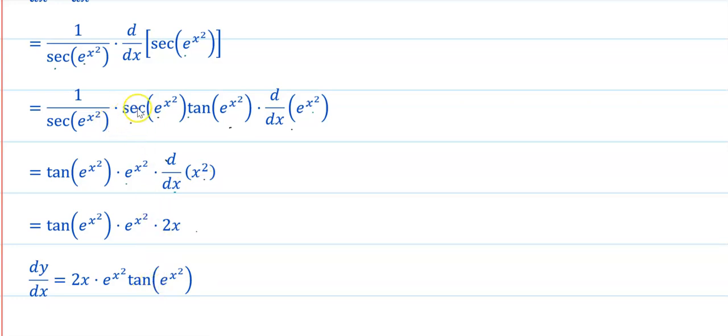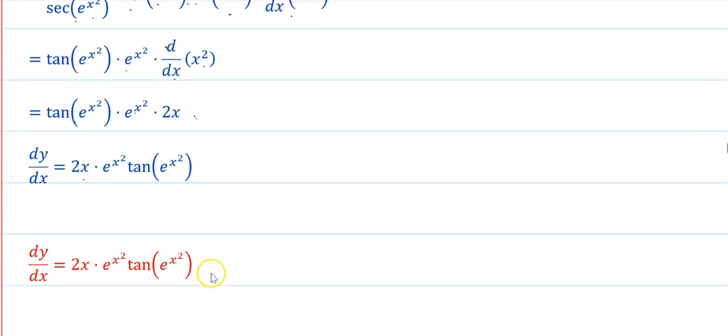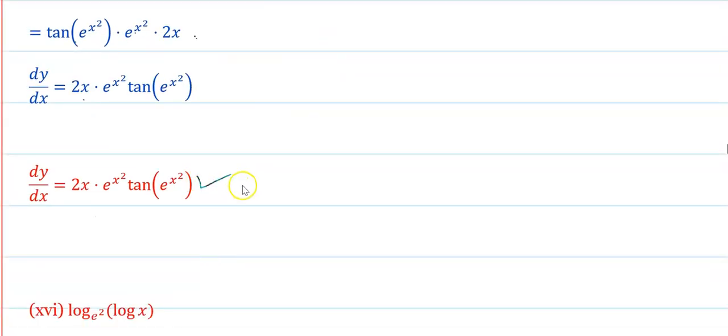Now look here. Sec of e raised to x square upon sec of e raised to x square gets cancelled. You will get tan of e raised to x square. This is the e raised to x square. d/dx of x square is 2x. And hence, finally we have dy by dx is equal to 2x into e raised to x square into tan of e raised to x square. Okay, and hence, this is the answer.